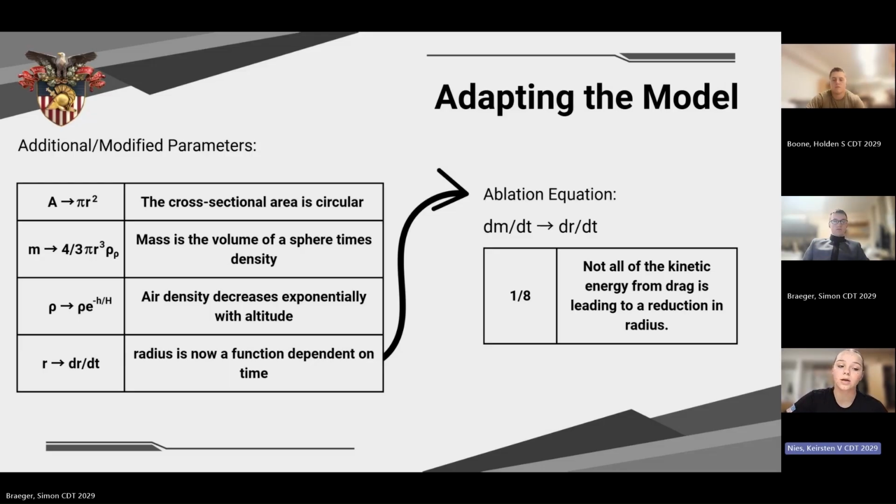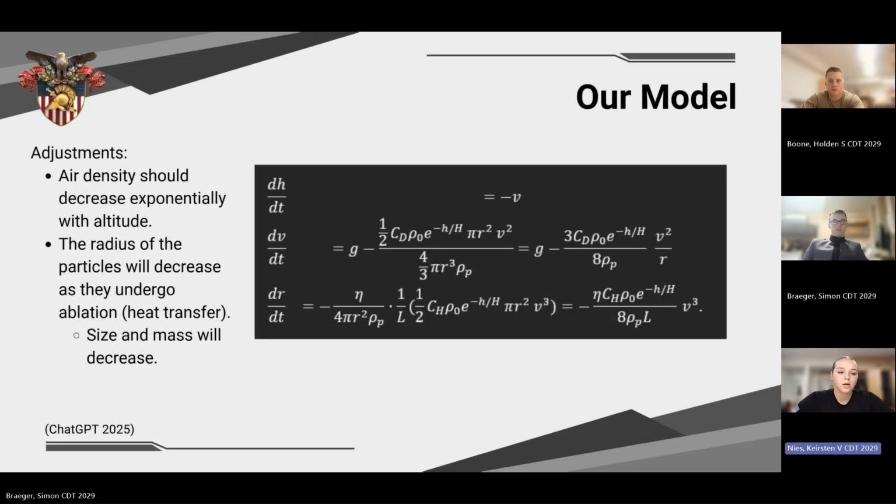And then r becomes its own function, because now our acceleration is dependent on the radius of the particle. In the base model you saw an equation modeling the rate of change of mass. Here we are concerned more with the rate of change in the radius to better reflect the actual size of the particle changing.